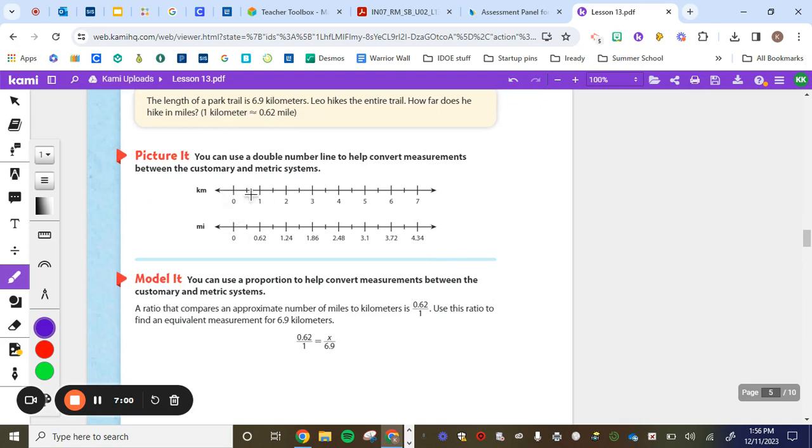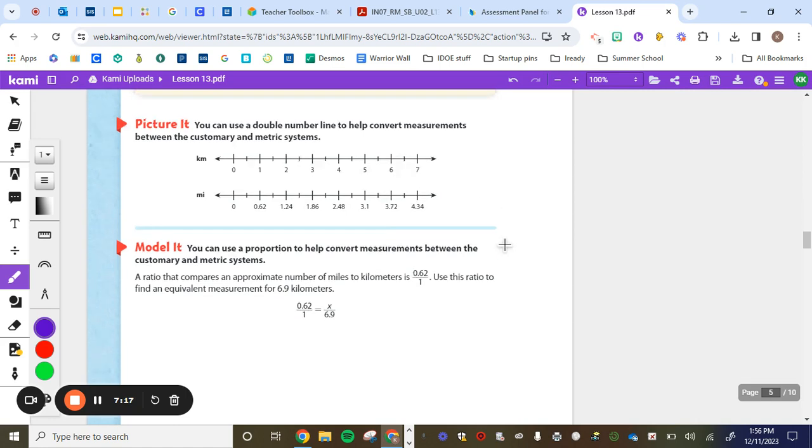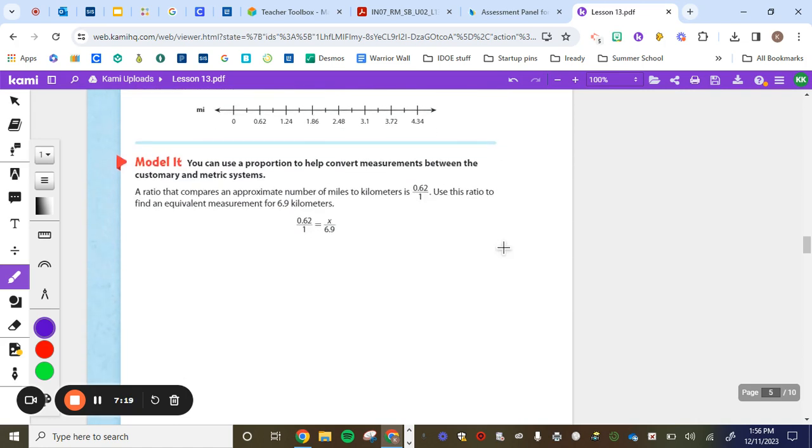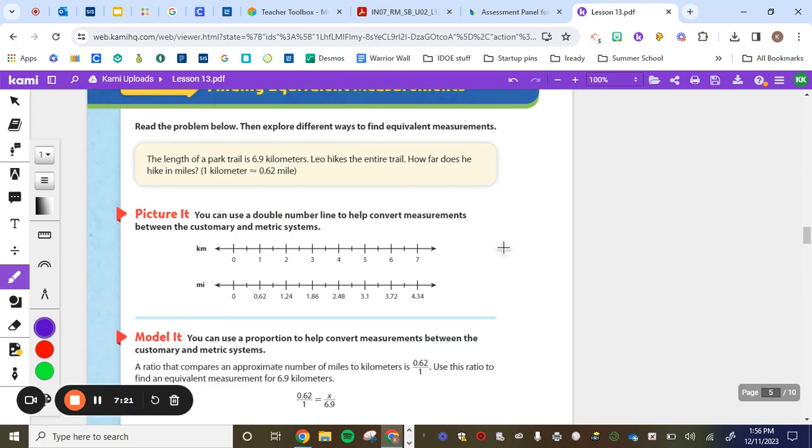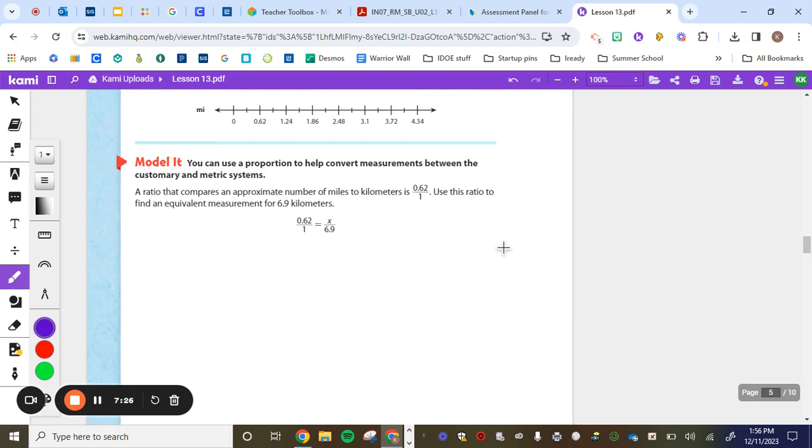So they said they knew that 1 kilometer is 0.62 miles, and then 2 kilometers they did 0.62 times 2, and then times 3, and so on. So you could estimate that 6.9 kilometers is approximately 4.3 miles. But if we use our proportion, it's a lot easier. So they told me 1 kilometer is 0.62 miles. So in the conversion proportion, there's no percent, so there's no 100.